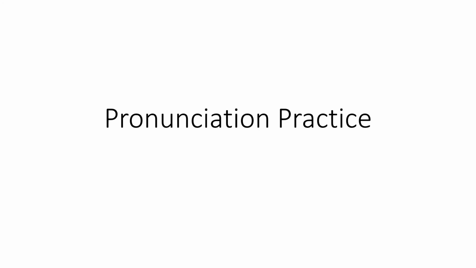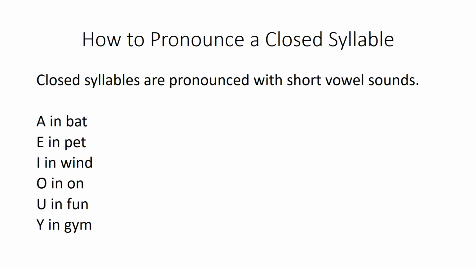So how do we pronounce these? Well, if you have this pattern, closed syllables are pronounced with short vowel sounds. So the A is like A in bad, and the E is E like in pet. The I is I as in wind, the O is as in on, the U is as in fun, and the Y, the vowel Y, is I like in Jim. So Y, short Y, is pronounced like short I. So this word would be pronounced mon, and this one mont, the short O sounds. Bep, rut, dand.